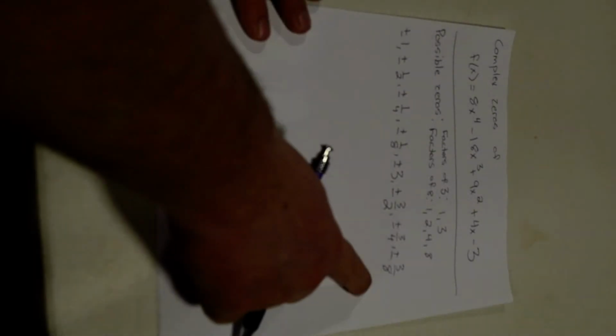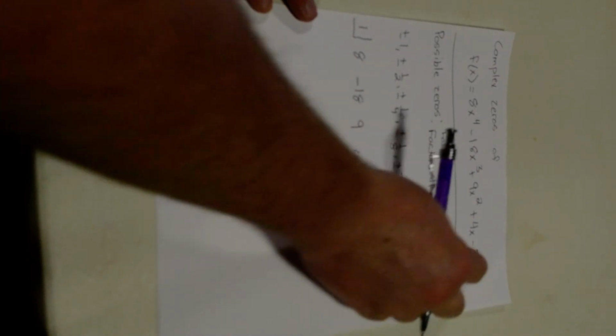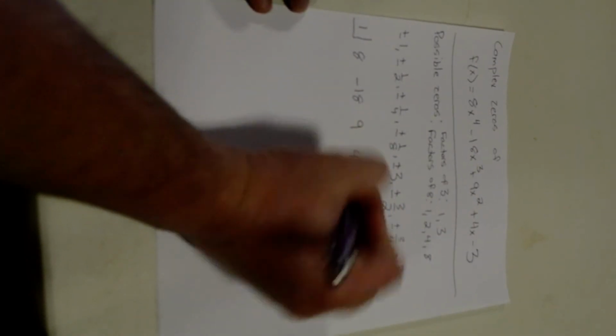So now that we know what it might be, we need to find out what they are. So I have to test all of these. I'm going to start with 1. Let's test our 1 first. To do that, we're going to put the 1 inside of that little square, and we will now use everything that's right here. So I have an 8, negative 18, 9, 4, and the negative 3. I'm going to leave a little space right here and then draw a line.